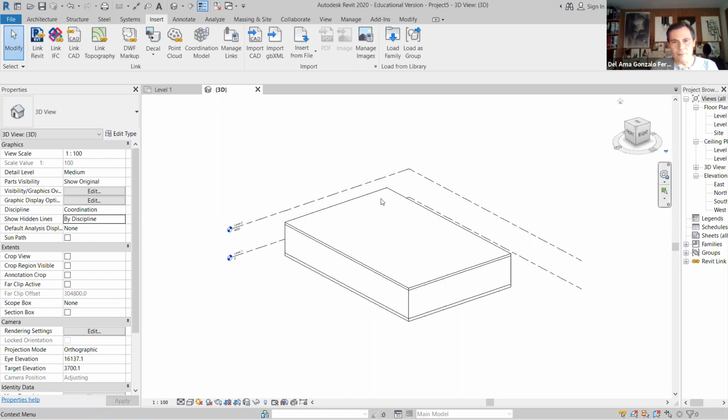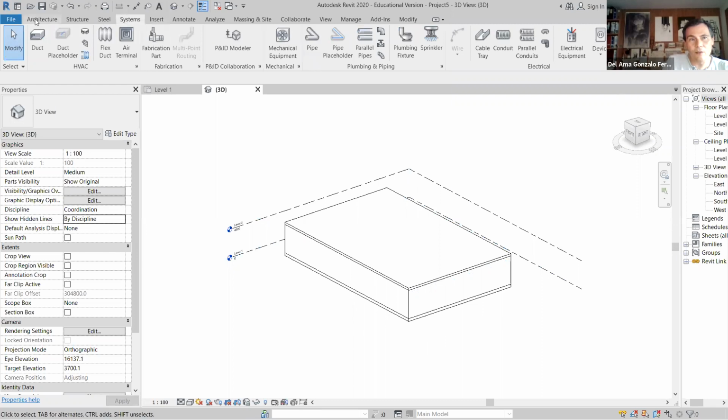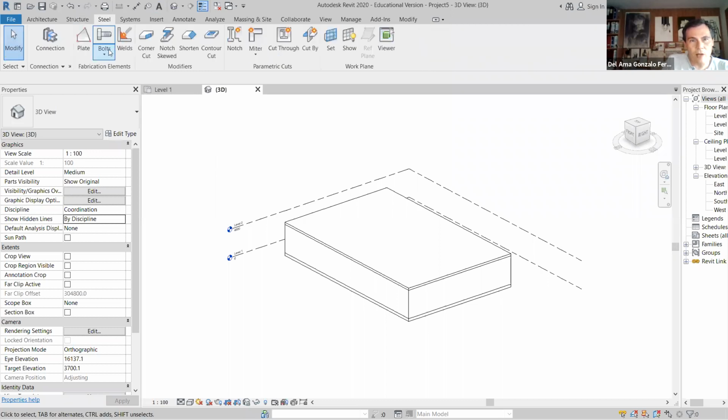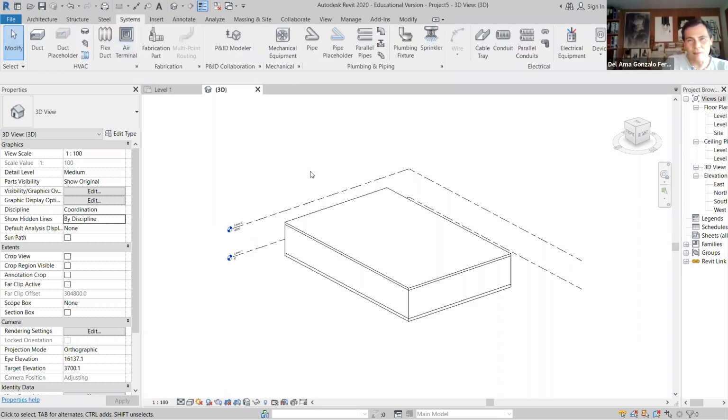Okay, so now we are going to start using systems. So here we have architecture, structure, steel. In structure, you have structural things. In steel, you have steel connections and welds and bolts and whatever. But now we are going to use systems.